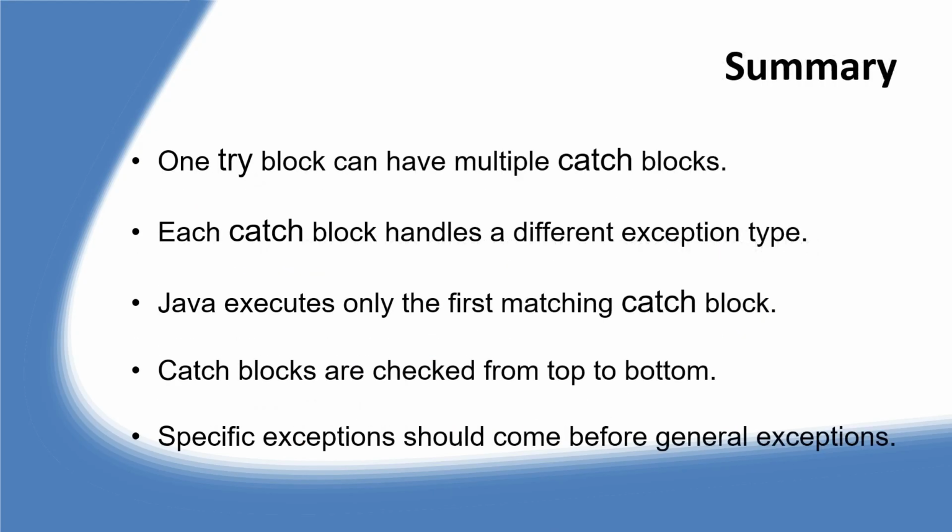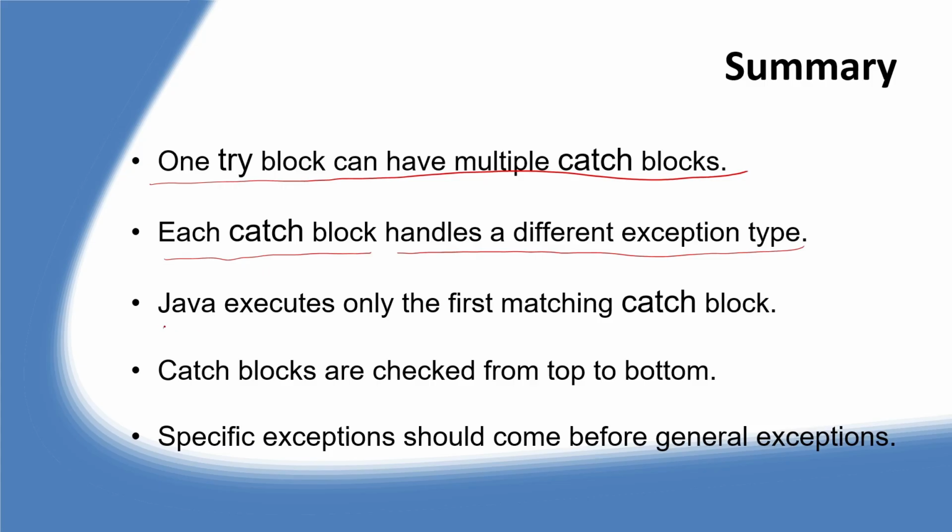So let's quickly summarize what we have learned so far. One try block can have multiple catch blocks. We have seen this with the examples. Each catch block handles a different exception type. We have seen in the example how a catch block handles ArithmeticException, NullPointerException, and ArrayIndexOutOfBoundsException. So we can define a separate catch block for a specific exception.